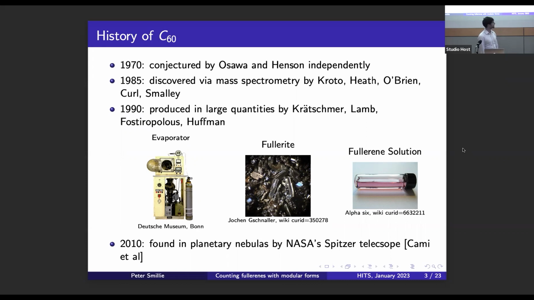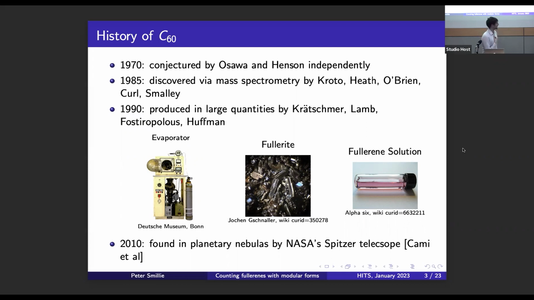This picture on the left, I think, is the evaporator that they used to produce it. My understanding is that they start with a graphite rod and zap it and evaporate it. And in the soot that settles, you find fullerenes, and they figured out how to extract them. Some 1 or 2% of the soot is fullerenes. And then it has various macroscopic forms here, of fullerite and this characteristically pink fullerene solution.